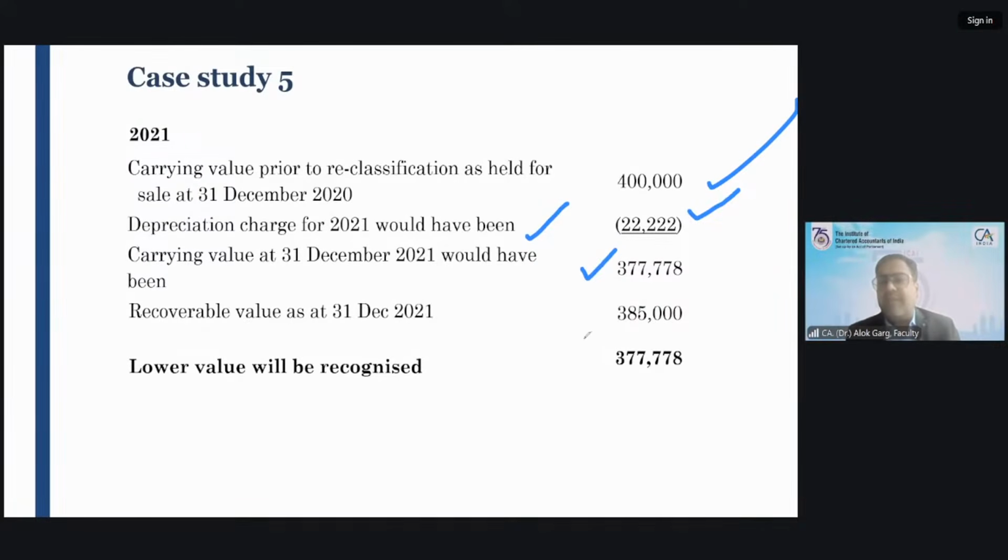What is the recoverable amount? 385. What is lower? Lower is 377,778. So this will become the value of the PPE. What is the accounting entry?